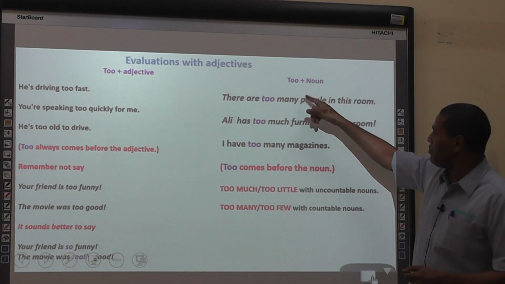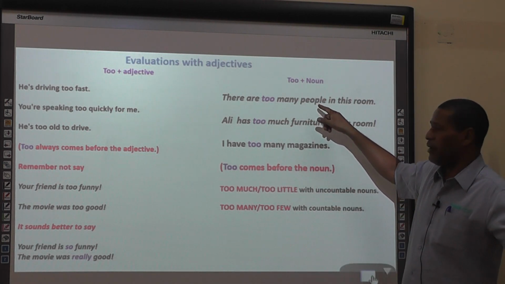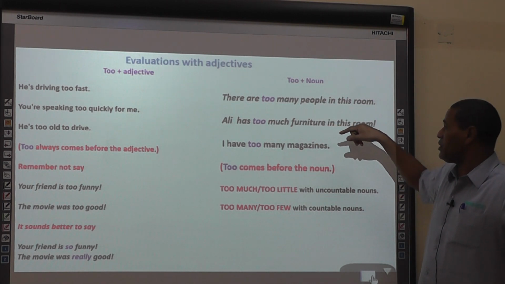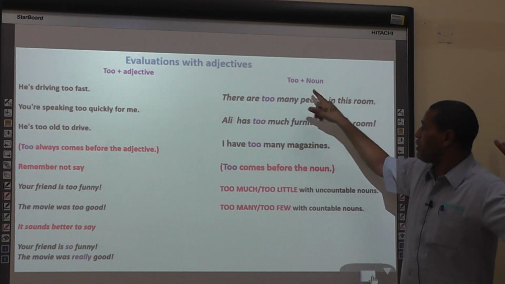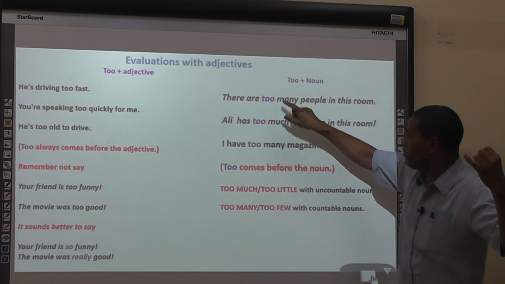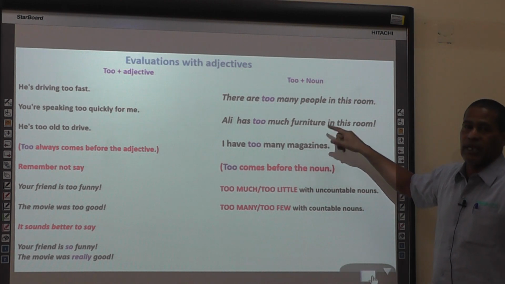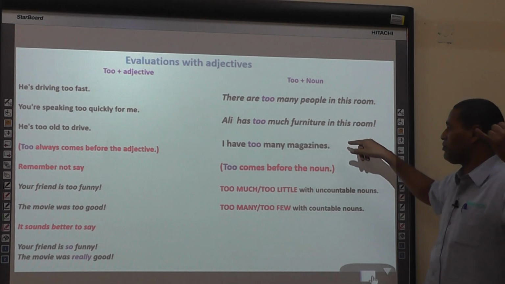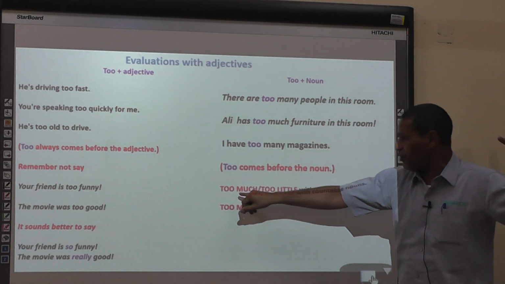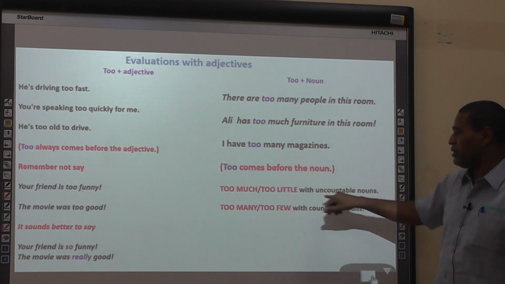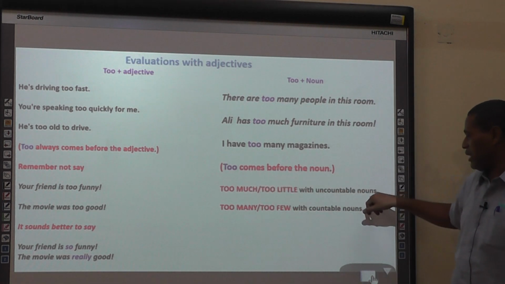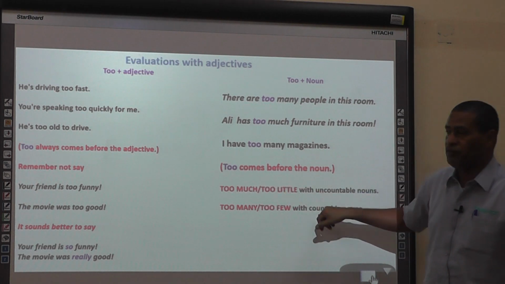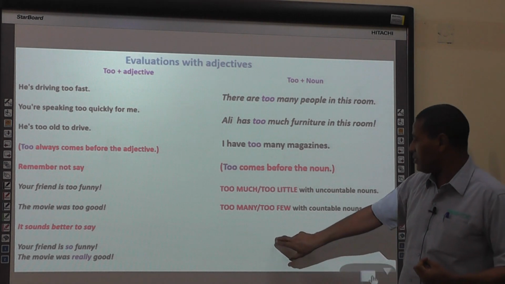If you go back, "people" is a countable noun. We can count it: one person, two persons, and so on. So there are too many; that's why we use "many". But "furniture" is uncountable, so we use "much". So Ali has too much furniture. If we have an uncountable noun, we use "too much" or "too little" before it. If we have a countable noun, we use "too many" or "too few" before it.